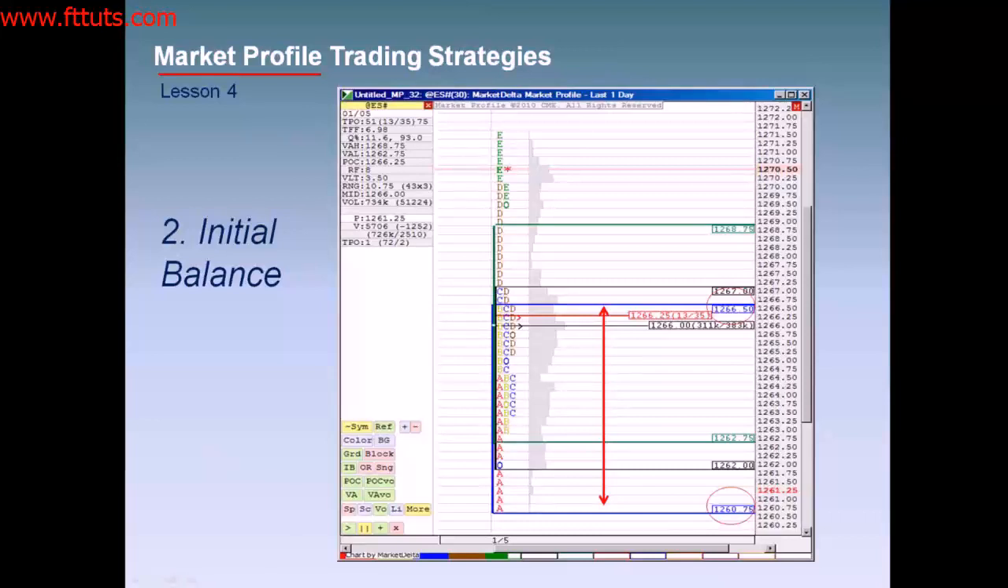So if you noticed, typically I will always have green lines for my value area, and for the initial balance I will always use a blue line, as you see here. Now, if I were to ask you what are the parameters for the initial balance, it should be a very easy question for you to answer. The lower limit of the initial balance is 1260.75, and the upper limit is 1266.50. So now we've identified our value area and the limits for it, and we've also identified the initial balance and the limits for it.